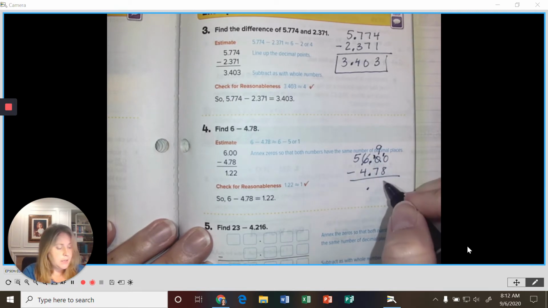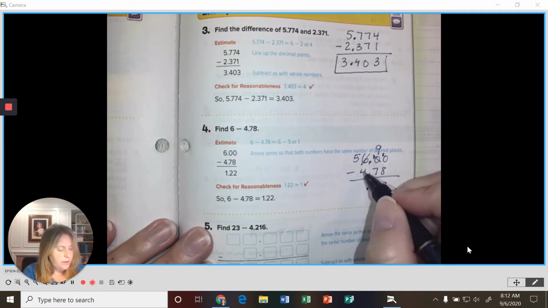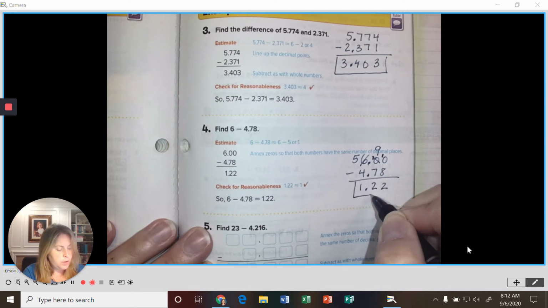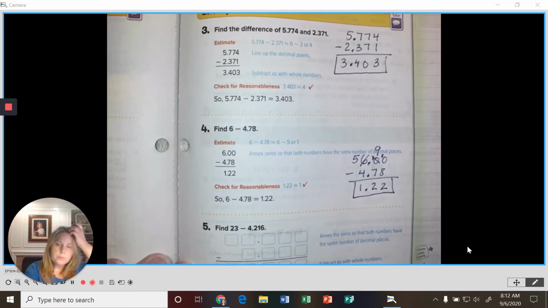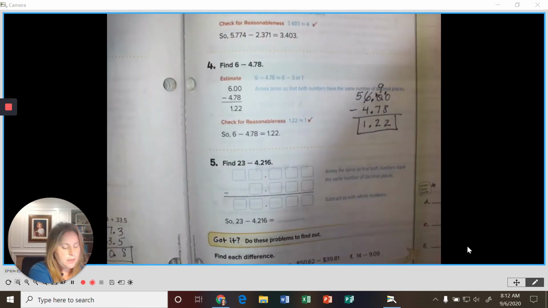So 10 minus 8 is 2. 9 minus 7 is 2. And 5 minus 4 is 1. So I have 1.22. Okay, let's do another example where we need to annex zeros.